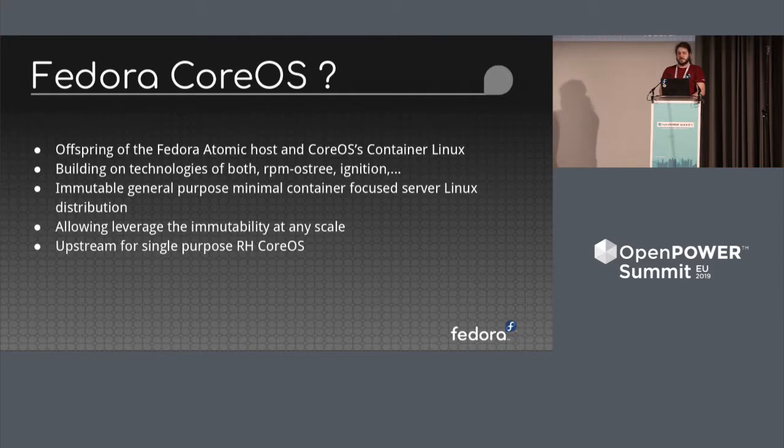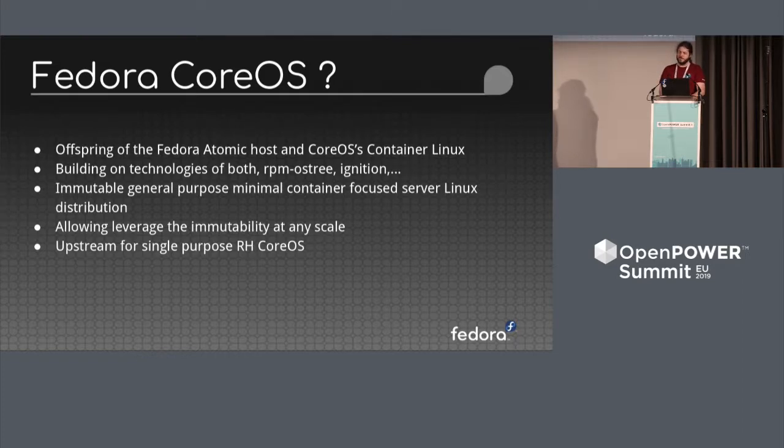So basically, Fedora CoreOS is the offspring of Fedora Atomic and CoreOS Container Linux, as CoreOS, the company, got acquired, I believe, a year and a half ago by Red Hat. Fedora CoreOS builds on the technologies of both of those Linux distributions and is their merger. For example, from the Fedora side is rpm-ostree, and from the CoreOS side is Ignition. I will dive into those a bit later.